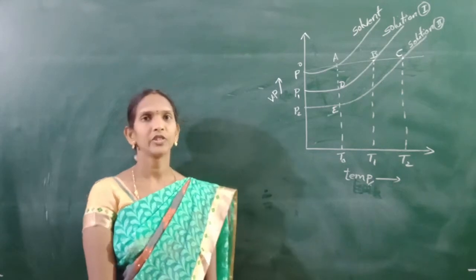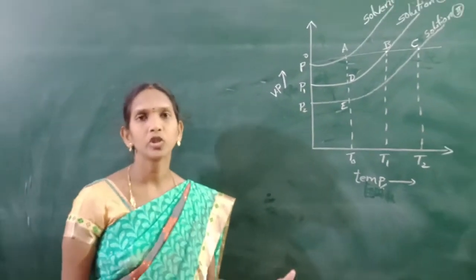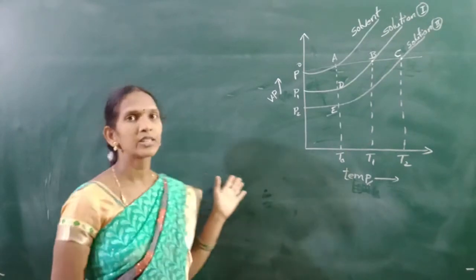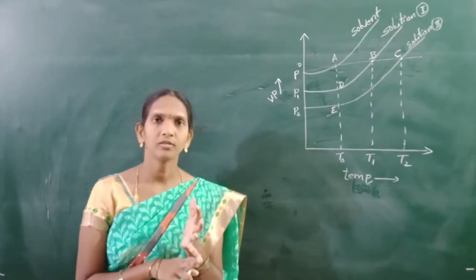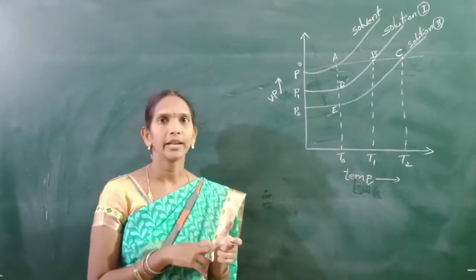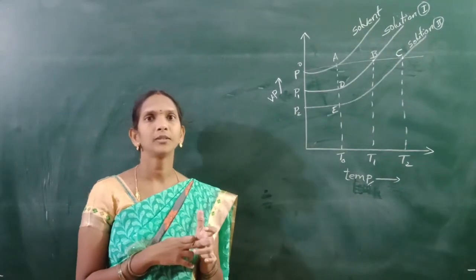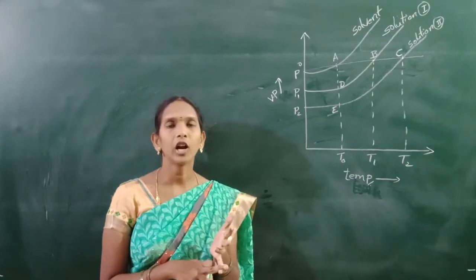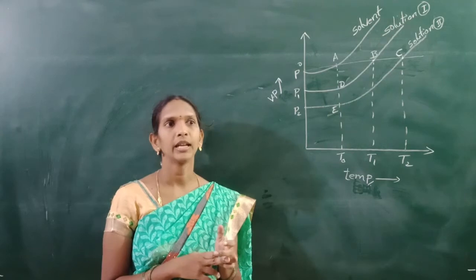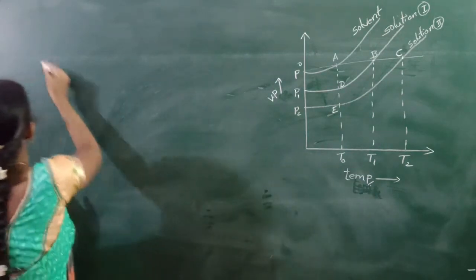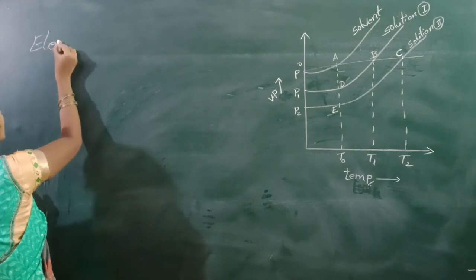In the last class we discussed dilute solutions. First we discussed what a solution is, what a dilute solution is, and what a colligative property is. Next we discussed relative lowering of vapor pressure. In this class we will discuss elevation of boiling point.